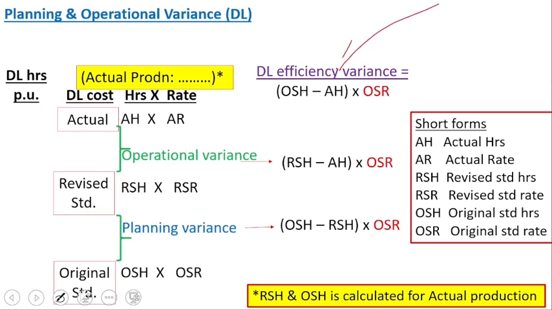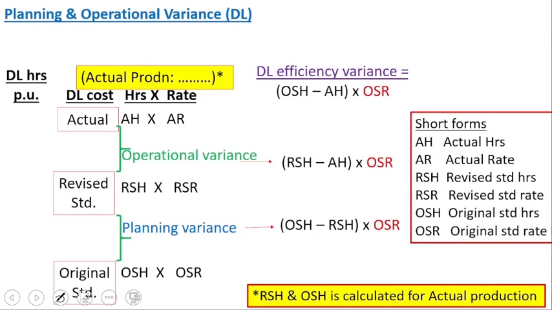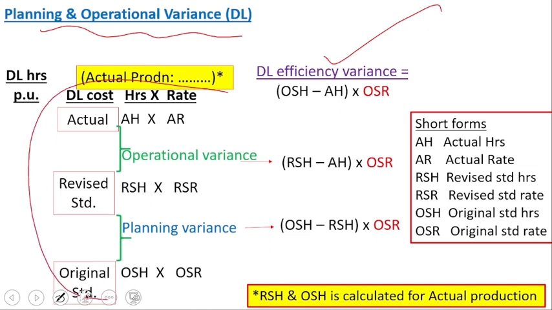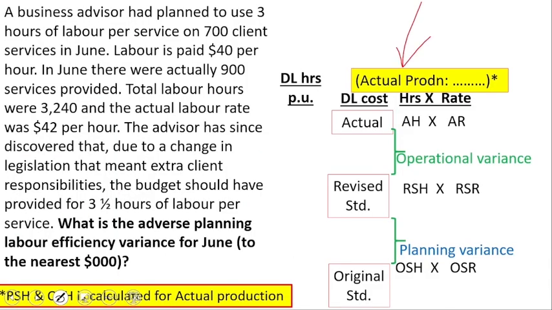Now here I am not going to elaborate on the logic and the details of the formula. There's a separate video for planning and operational variance. Students who have got a doubt may refer to those videos. Now let's move on to the question. So here they have asked us to find out the adverse planning labor efficiency variance. This is the format for planning and operational variance relating to direct labor efficiency. So for the time being, I will copy this part because this is the part where you have to key in the figures from the question. So I have copied the format here.